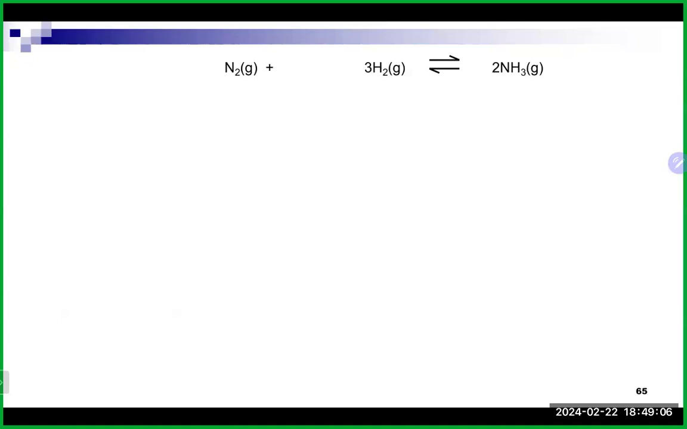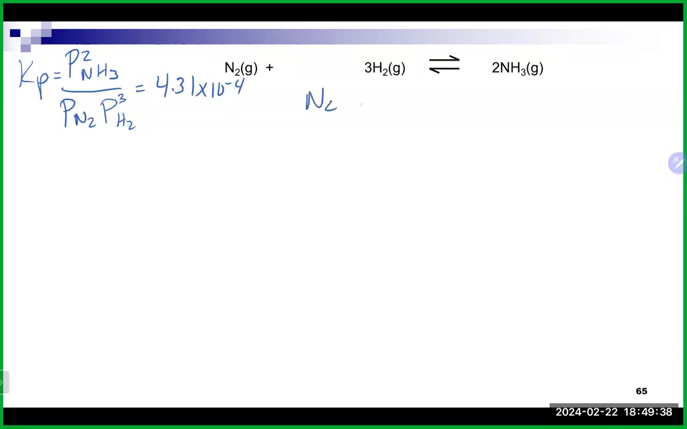We do have our Kp given to us in this case, and that means that we could write our Kp expression, which again works the same way as concentration, except that you're dealing with pressures. So this would be the partial pressure squared of NH3 divided by the partial pressure of N2 times the partial pressure cubed of H2, and that equaled 4.31 times 10 to the minus 4. Now that I ran into my equation here, I'll just rewrite it here.